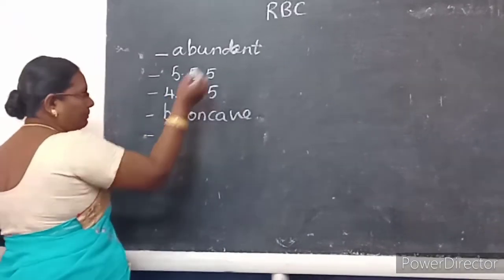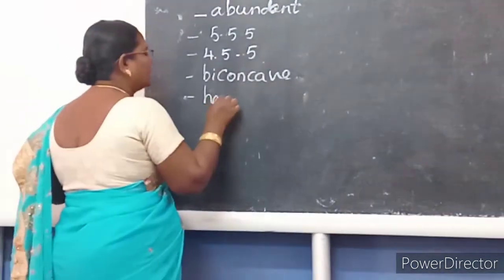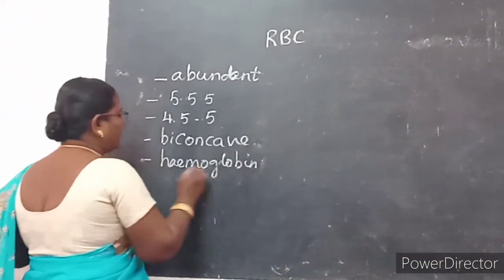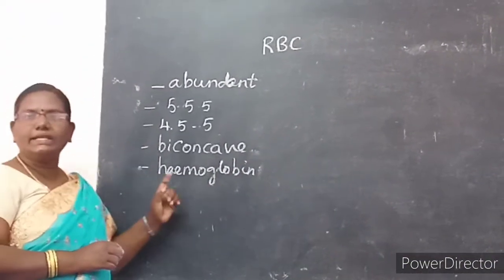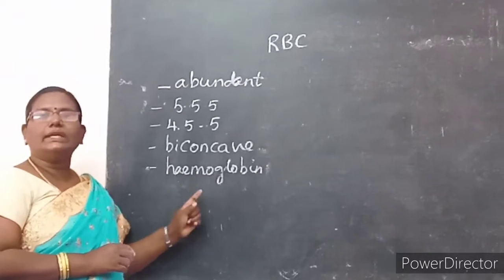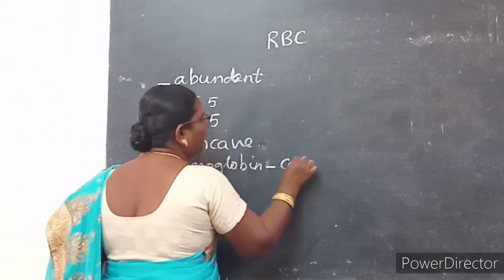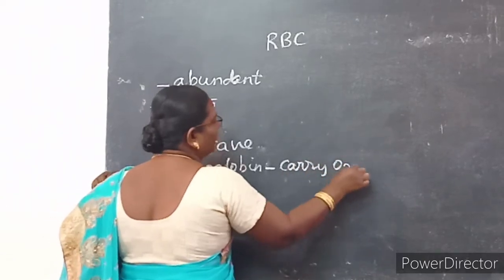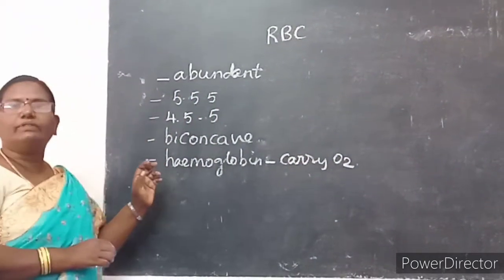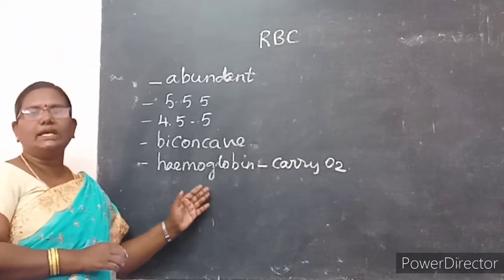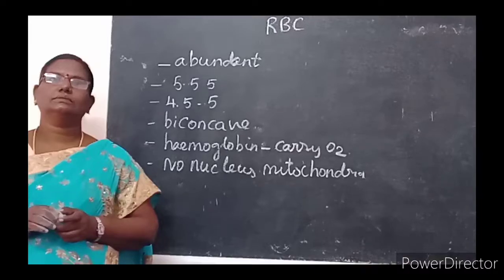Then the red blood cells contain a respiratory pigment that is known as what? Hemoglobin. The main function of hemoglobin is to carry oxygen, that is, it helps in the transport of the respiratory gases and the exchange of gases with the cells in the tissue fluid.